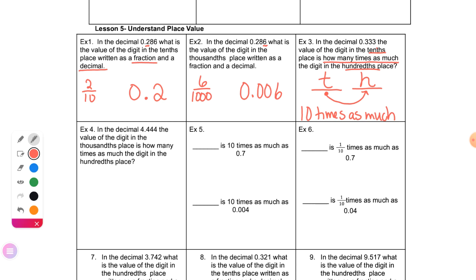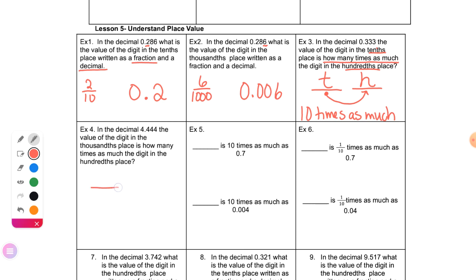They have the same digit. Yeah, the digits are repeated. They're all the same number. That's only true if the decimals look like that. So this one says the value of the digit in the thousandths place is how many times as much the digit in the hundredths place.